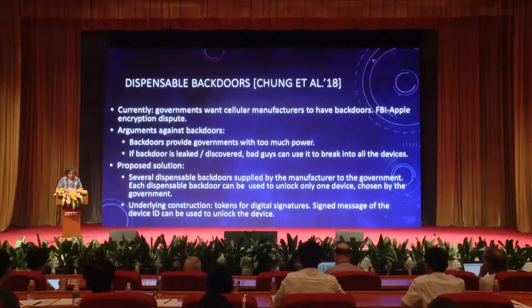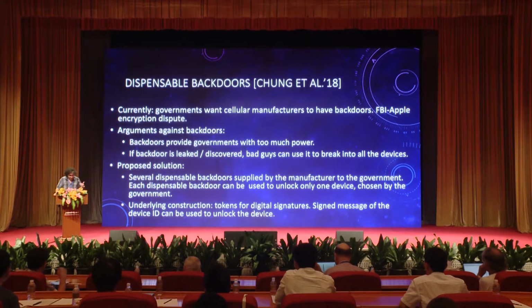Okay, so the last idea that I want to talk about is dispensable backdoors. The motivation they gave is the following. Government wants cellular manufacturers or other hardware device makers to have backdoors. One very interesting example, you can look it up on Wikipedia, was the FBI-Apple encryption dispute, which made a huge impact in the US, and eventually the FBI didn't get what it wanted.